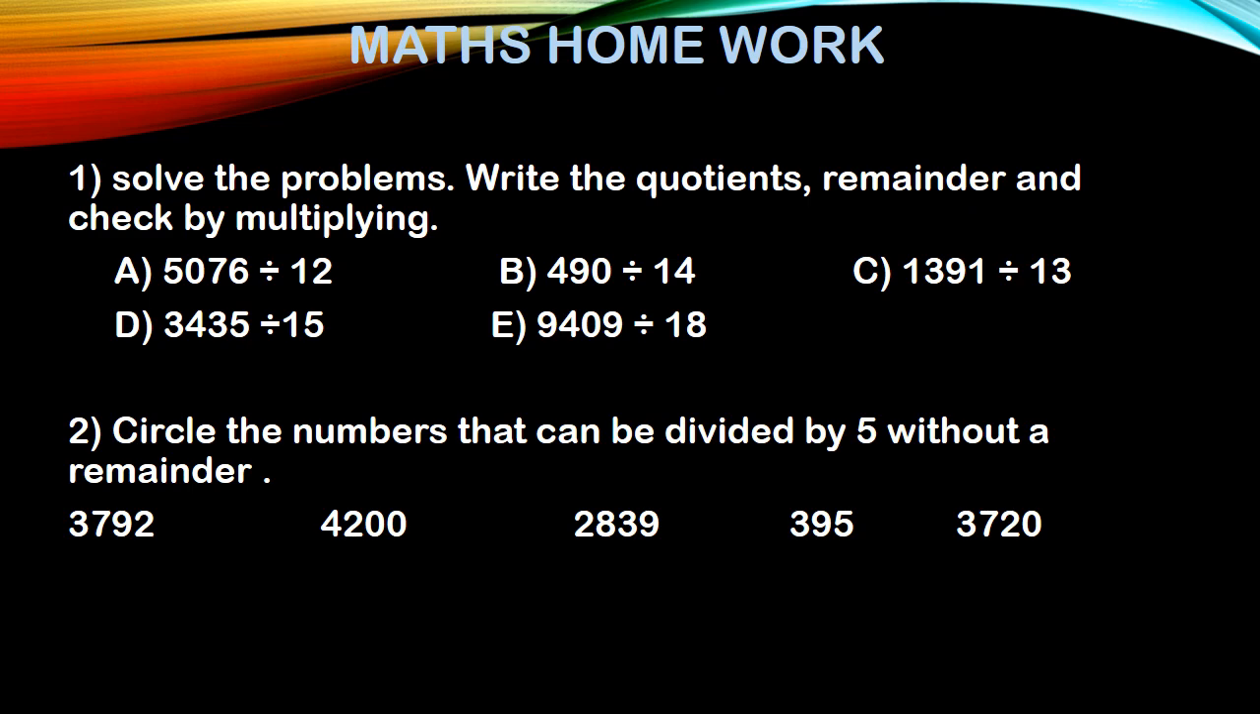So I gave these two sums as homework. In the second sum, circle the numbers that can be divided by 5 without a remainder. We have already learnt the divisibility test of 5, isn't it? So you can use the divisibility test of 5 here. That is, if a number ends with 0 or 5, that number is divisible by 5. Other numbers are not divisible by 5. Okay.